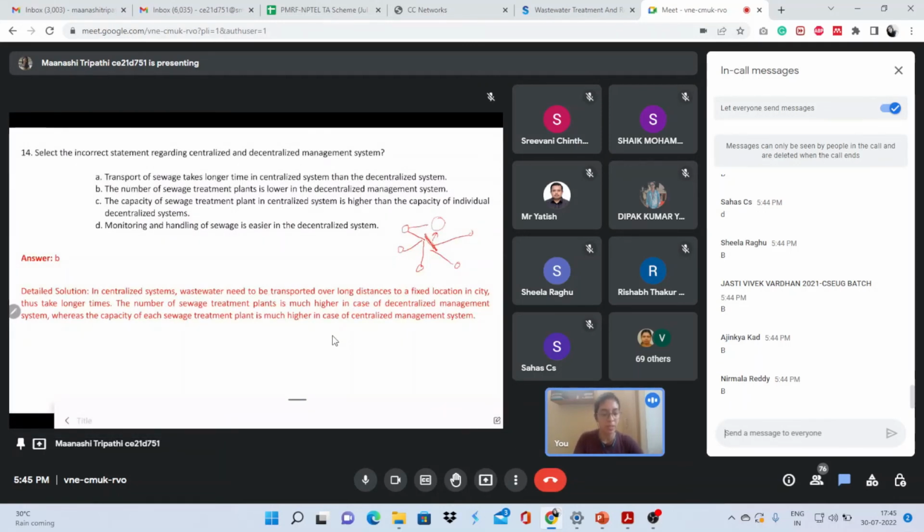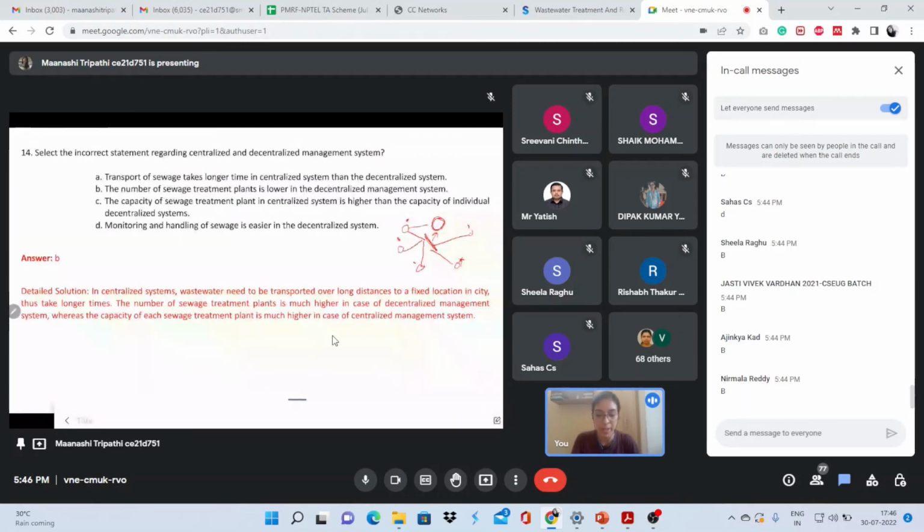And what happens in a decentralized system? If we have a septic tank of our own, the water will go directly from one place to another. Very small travel time is required. Coming to C, the capacity of the sewage treatment plant in a centralized system is higher. Of course, since this treatment plant is taking care of 1, 2, 3, 4, 5 houses, the capacity will be higher in comparison to the small treatment plant we have on our own.